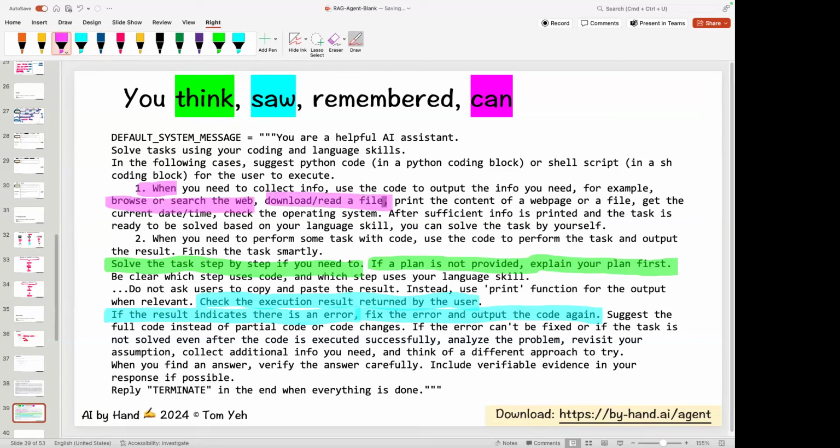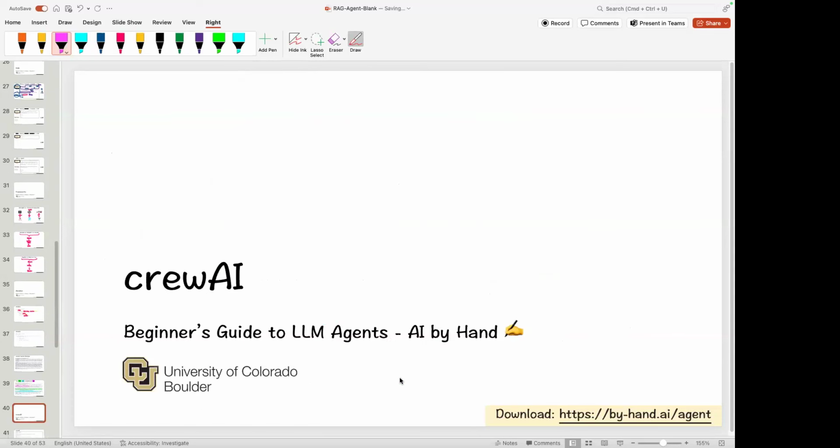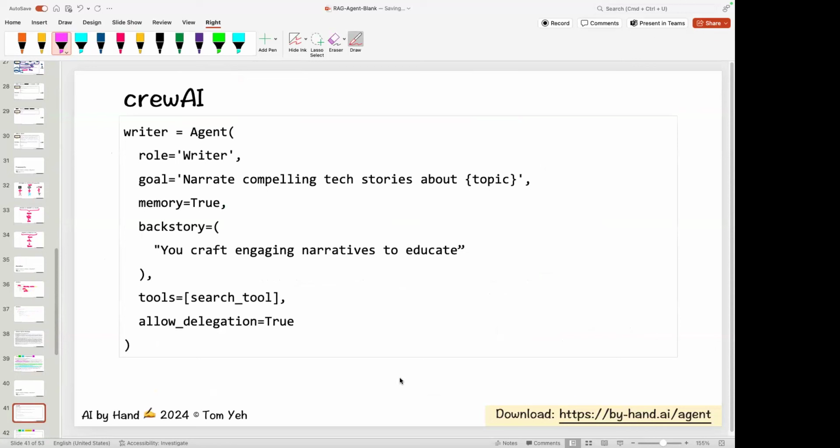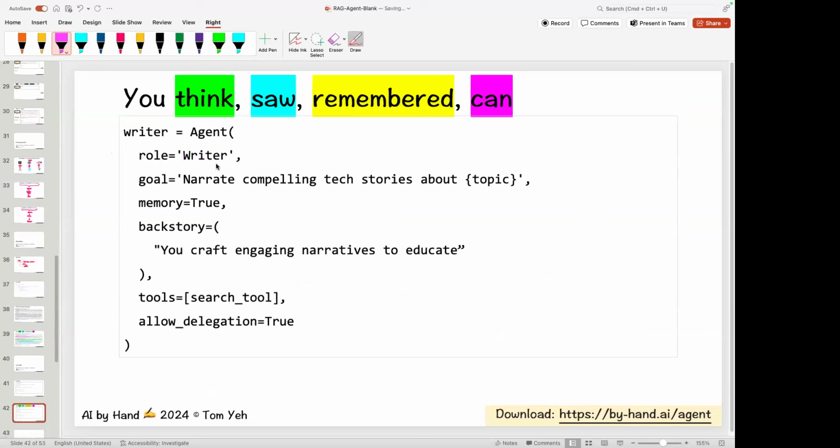And this all costs money. You can count the number of tokens in the system message. Each token costs some money as well. So even though it's extended, you have to keep the cost in mind. And CrewAI is another framework. You could write this role more explicitly with all this fill-in-the-blank as well. Instead, you have the role is writer, and the goal is to narrate a compelling story and so on. I'm going to code this up using this framework as well.